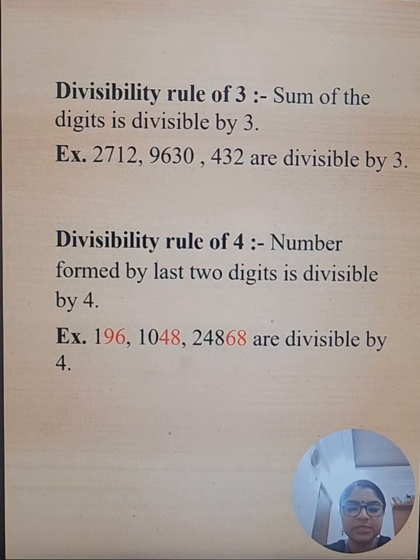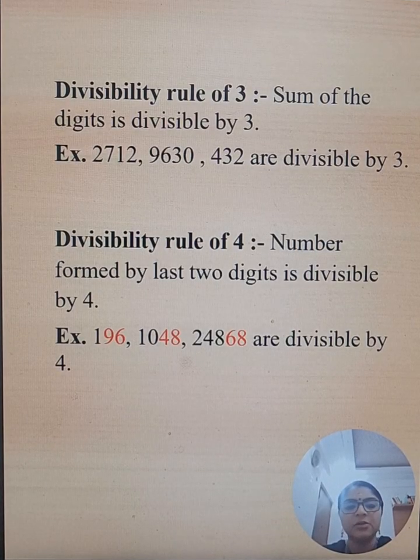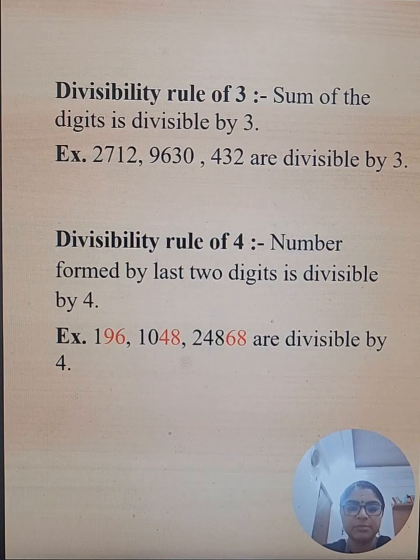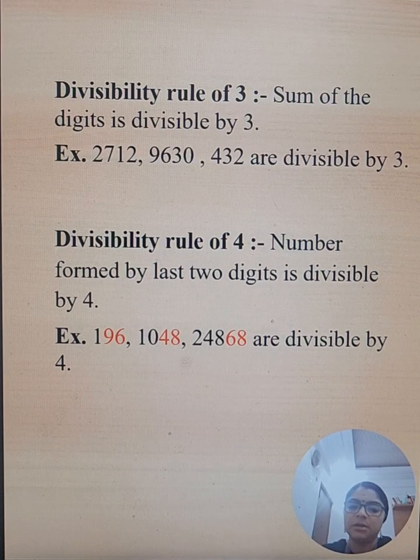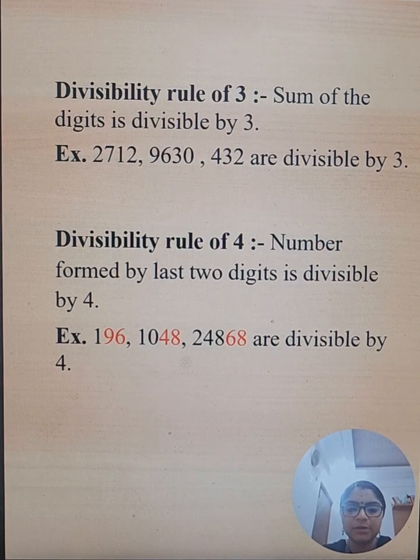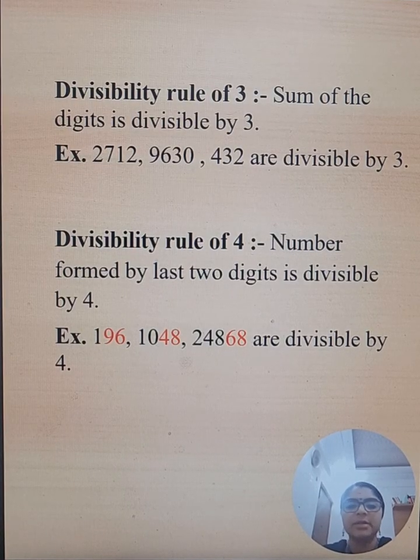So the sum of the digits is 12. And we can tell 12 is a multiple of 3, or 12 is divisible by 3. So the entire number 2712 is divisible by 3. Likewise, you can check the remaining two numbers also. If the sum of the digits is a multiple of 3, then we can tell the given number is divisible by 3.